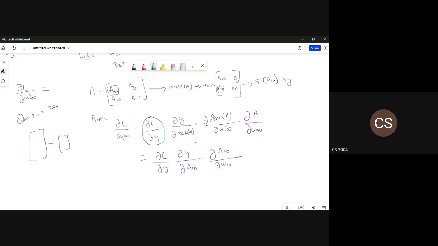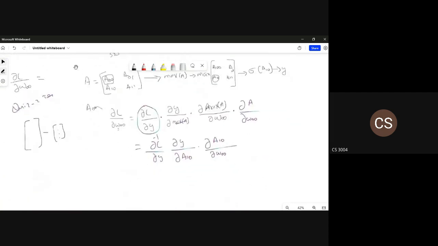Okay, so we have given this value, it's -1, right? I hope so. So I need to compute two quantities: dou Y by dou A10 and dou A10 by dou W00. So I need some expression for that. I need to write the expression for A10. What is the expression for A10?